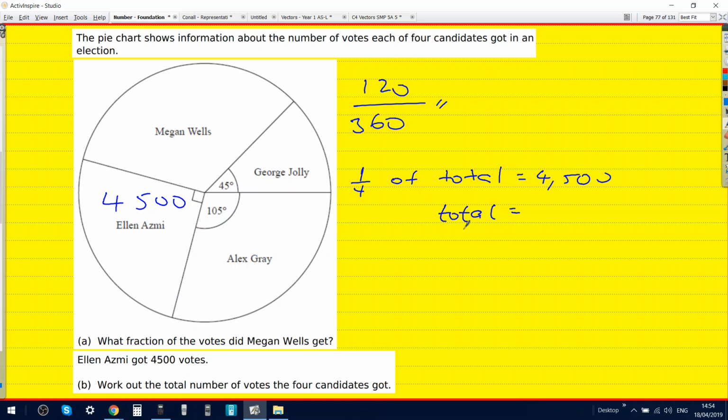And so how would you find the total, or how would you find half? So half of 4,500 would be 2,250. Nah, forget half then. So she got a quarter of the votes. A quarter of the total is 4,500. How would you get the total? So we've got 3 out of 4 left. 3/4 left.